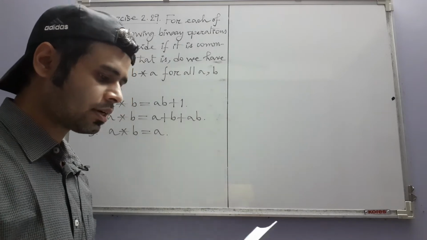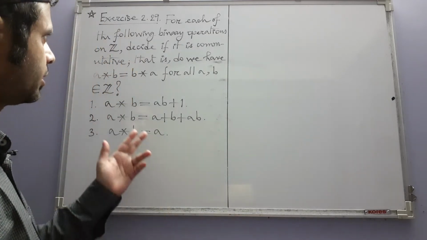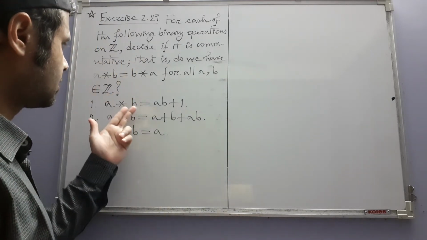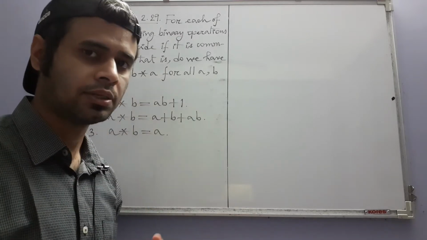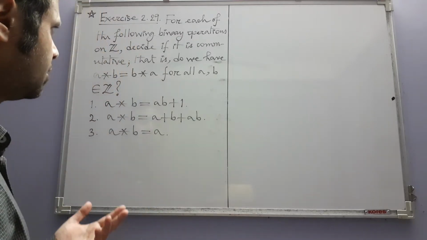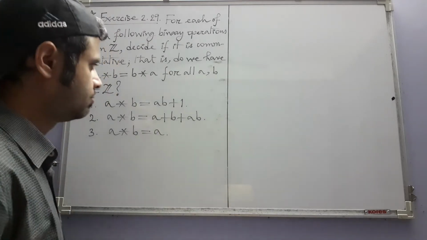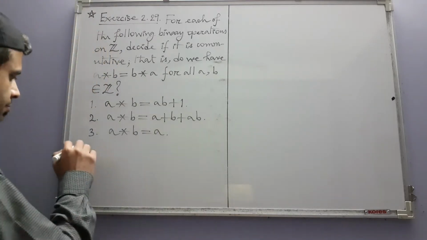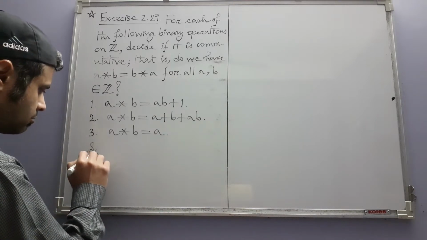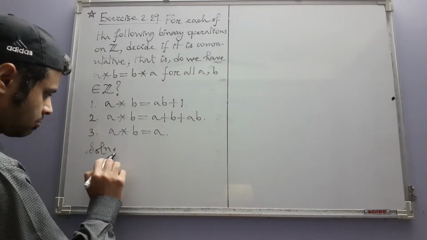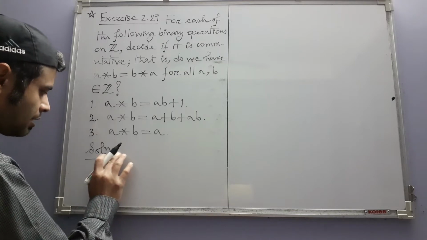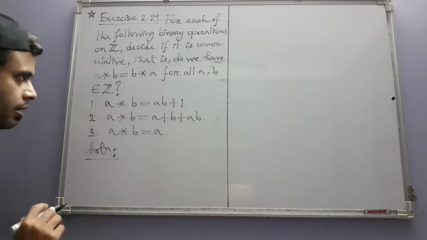Okay, so in this next one, we have the set of integers and three binary operations have been defined on it. We have to decide whether each one of them is commutative. So the first two you can see are clearly commutative.